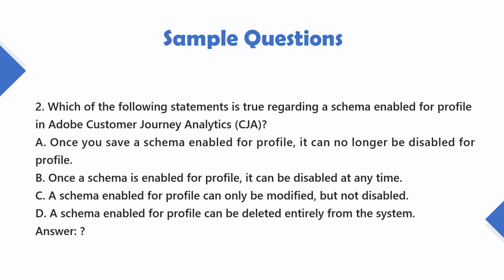2. Which of the following statements is true regarding a schema enabled for profile in Adobe Customer Journey Analytics, CJA? A. Once you save a schema enabled for profile, it can no longer be disabled for profile. B. Once a schema is enabled for profile, it can be disabled at any time. C. A schema enabled for profile can only be modified, but not disabled. D. A schema enabled for profile can be deleted entirely from the system.